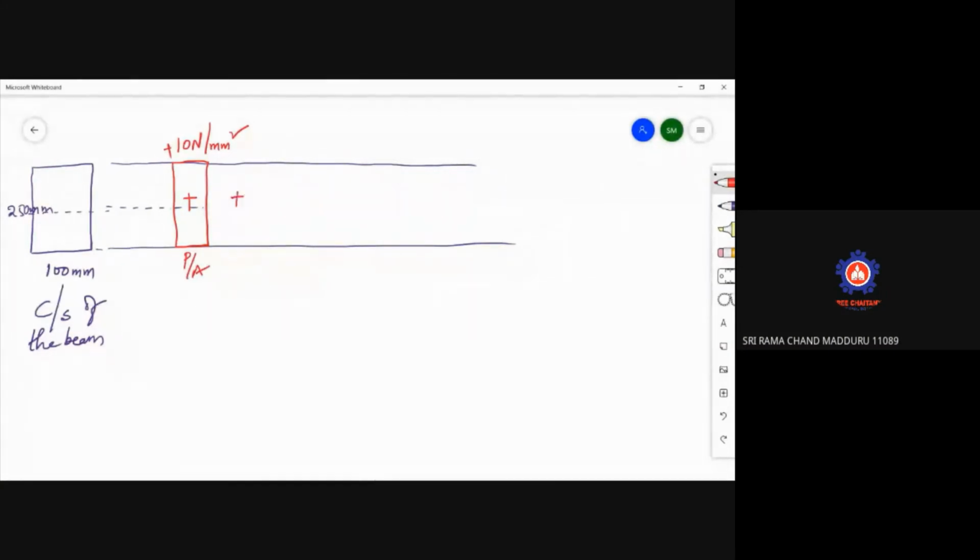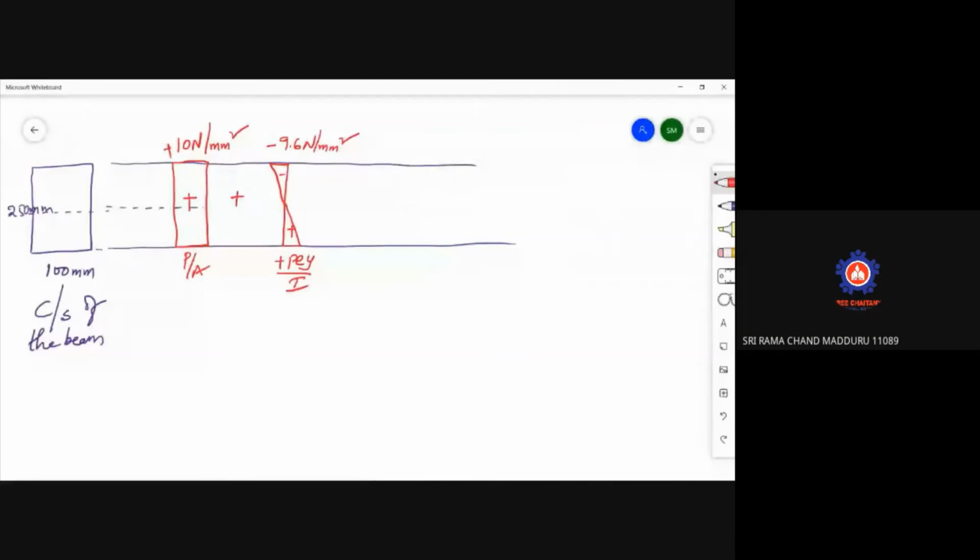Then another one is bending stress due to pre-stressing. So this bending stress is, top fiber is positive, bottom fiber is negative. So this is plus, this is negative, and the value we got is minus 9.6 Newton per mm square. This is plus P into E into Y by I.